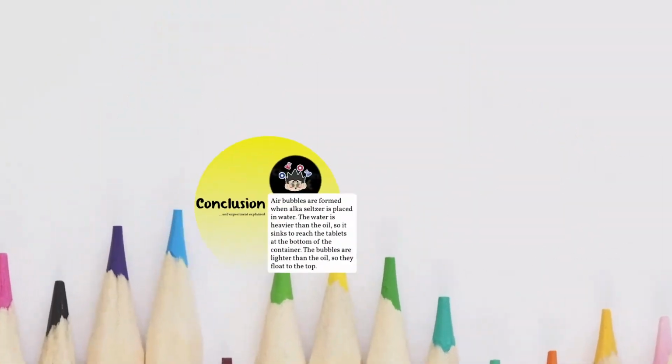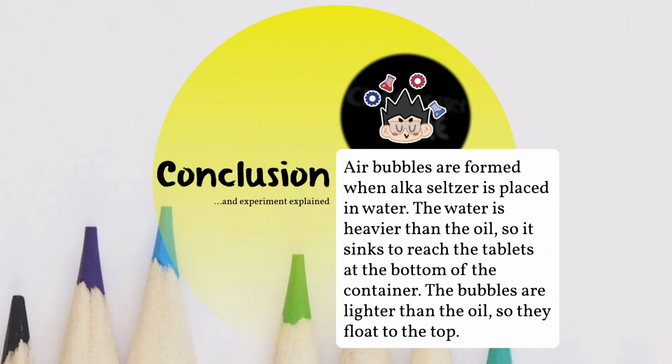So how did this experiment work? Well, air bubbles are formed when Alka-Seltzer is placed in water. The water is heavier than the oil, so it sinks to reach the tablets at the bottom of the container. The bubbles are lighter than the oil, so they float to the top.